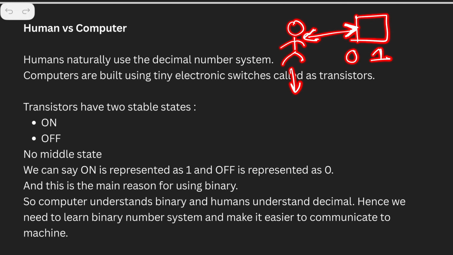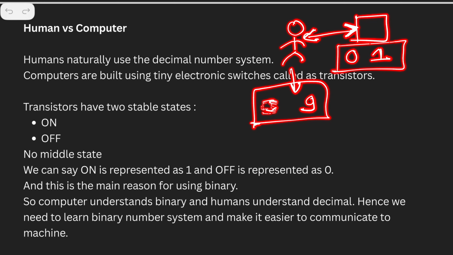We have a number system where we understand values from 0 to 9. But a computer doesn't understand values from 0 to 9. It only understands 0 and 1. So you need to develop a number system entirely, and we call this number system the binary number system.